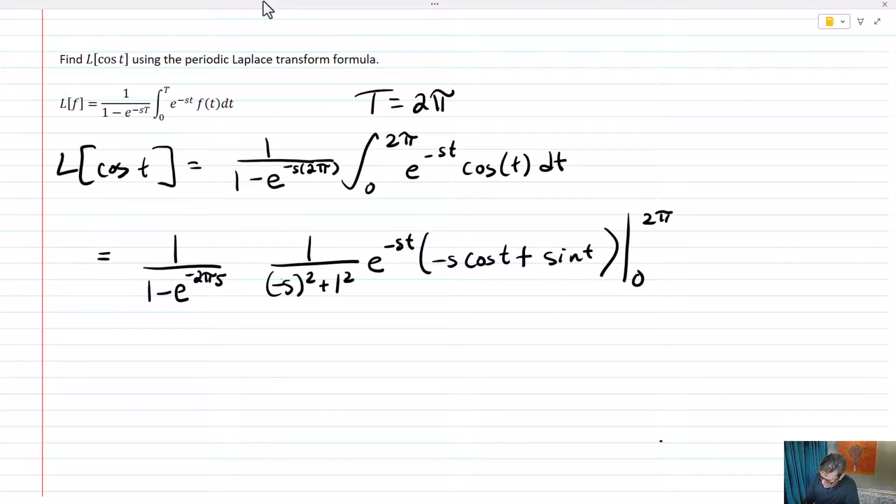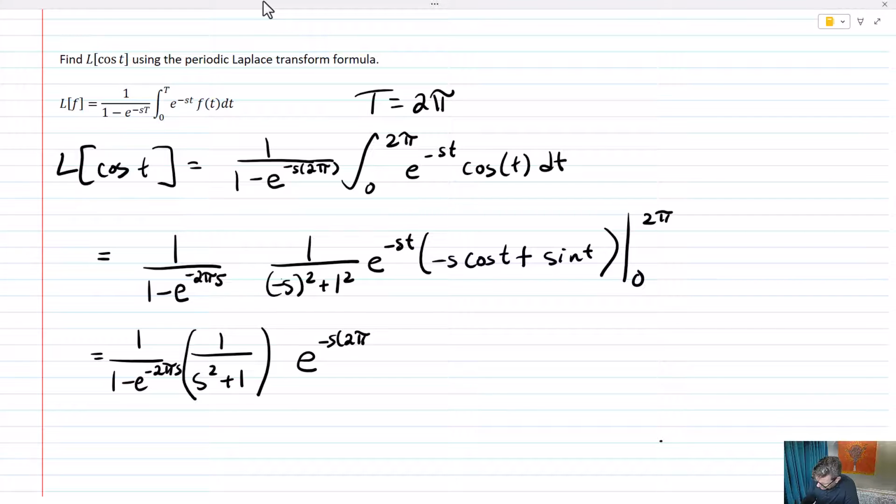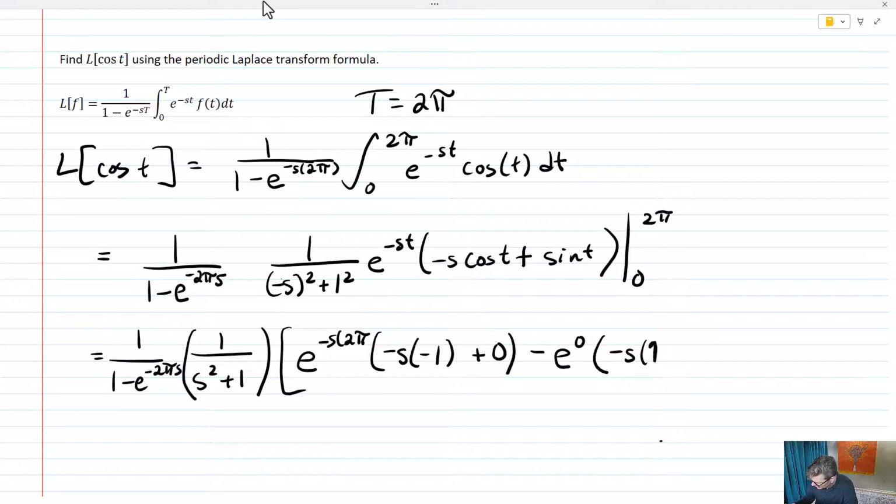Now we'll evaluate from 0 to 2 pi, so this is going to equal 1 over 1 minus e to the negative 2 pi s. I'm going to pull out my 1 over s squared plus 1. And then I'll have e to the negative s times 2 pi times negative s cosine 2 pi. So cosine 2 pi is going to end up being 1, plus sine of 2 pi, which is 0, minus e to the 0 times negative s times cosine of 0, which is 1, plus sine of 0, which is 0.